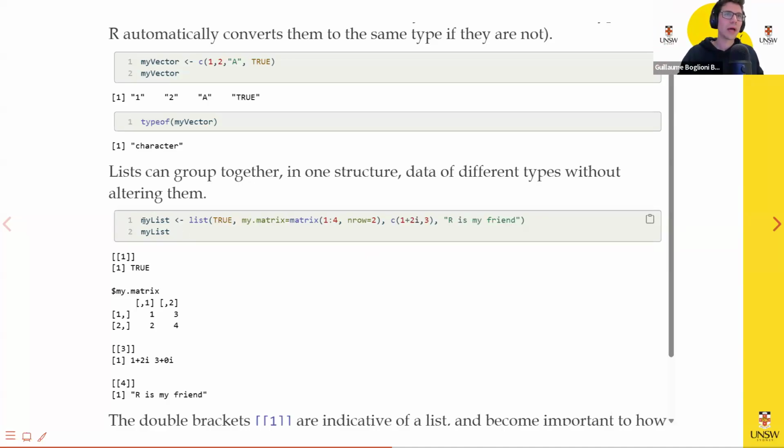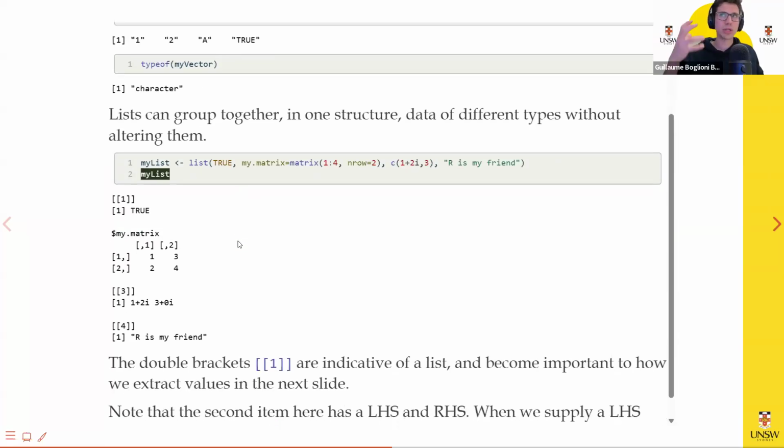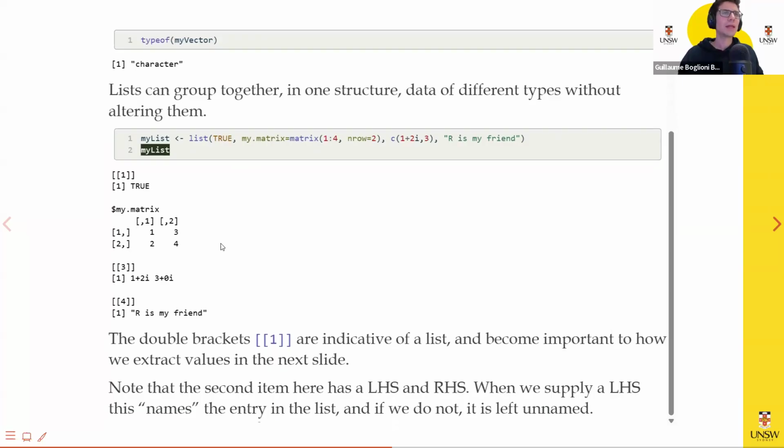Okay, now I've created my list here. Now I display it by just typing myList. Again, myList is just a name I gave it. And then you see that's how it displays. You might think, okay, it's slightly strange. I have double bracket 1. Then I have dollar my matrix. So what is that? And then I have the matrix here. And then I have double bracket 3. And then I have this vector of complex numbers. And then I have double bracket 4, R is my friend.